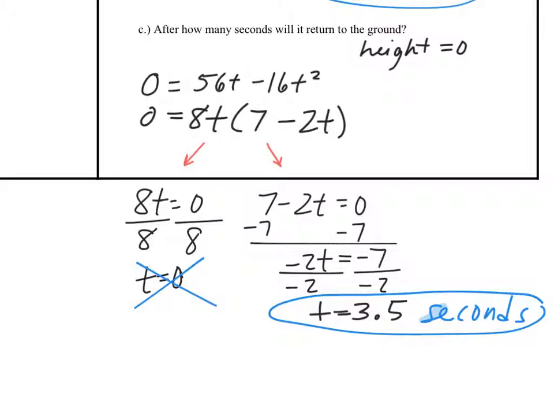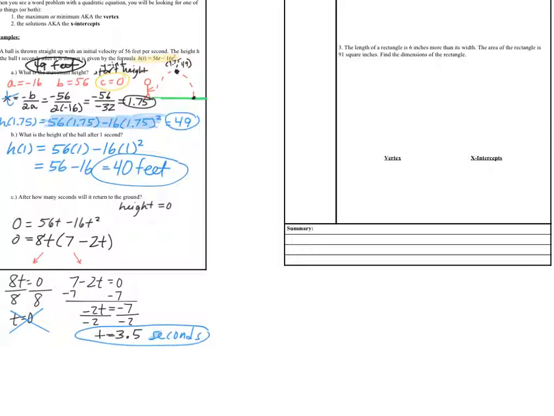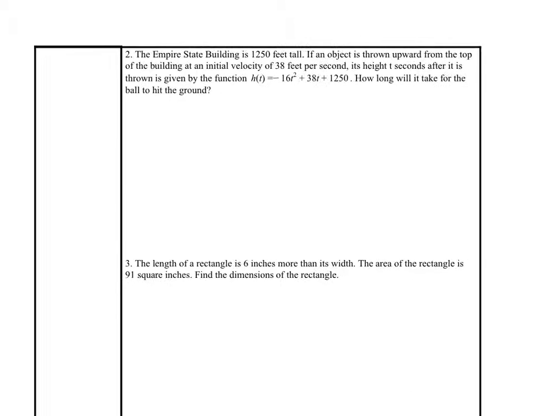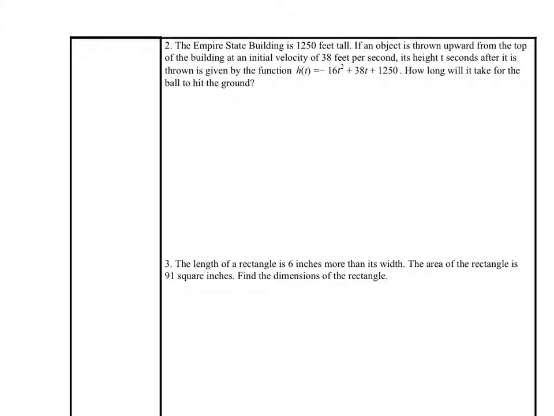Okay, I don't think we're going to do all of the next one, but we'll talk about it. So let's read it and talk about how we would solve it, and we're not actually going to do that because of time. I don't want to have notes forever. The Empire State Building is 1,250 feet tall. If an object is thrown upward from the top of the building at an initial velocity of 38 feet per second, its height t seconds after it's thrown is given by that function. How long will it take for the ball to hit the ground? Draw yourself a picture. You have the Empire State Building. It is really tall.